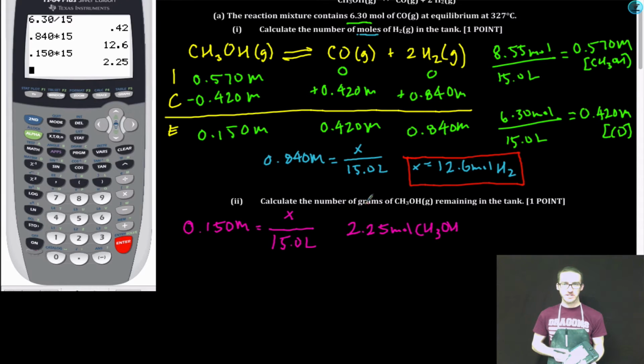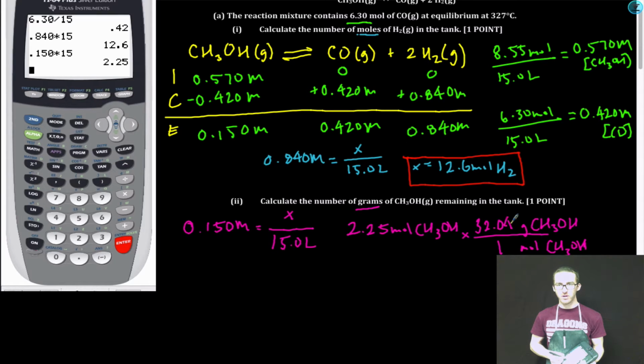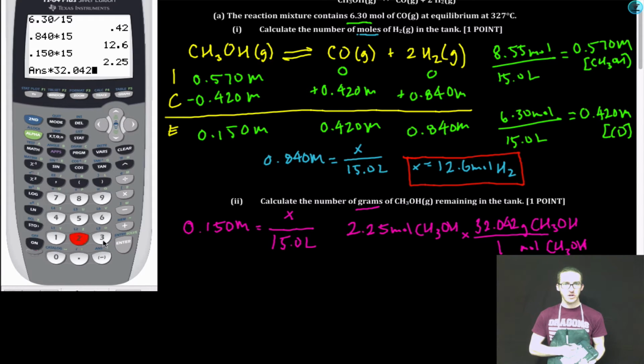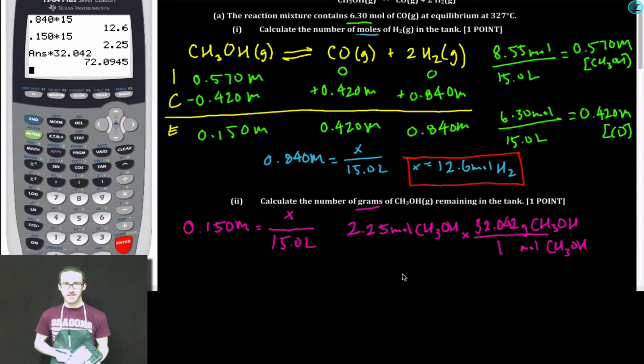But be cautious, it's asking us for grams. Quick conversion, 1 mole of methanol has a molar mass of 32.042 grams. Quick jump to the calculator. 32.042. Our answer to 3 sig figs, 72.1 grams methanol remaining. Boom.